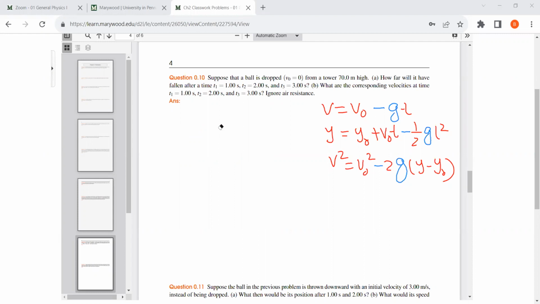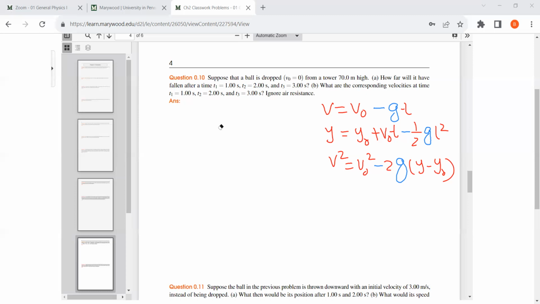We drop this ball from a tower that is 70 meters high. How far will it have fallen at time t1 equal to 1 second, t2 equal to 2 seconds, and t3 equal to 3 seconds? So the first thing we have to calculate is the vertical distance at 1 second, 2 seconds, and 3 seconds. And number 2 asks what the corresponding velocities are at times t1 equal to 1 second, 2 seconds, and 3 seconds.